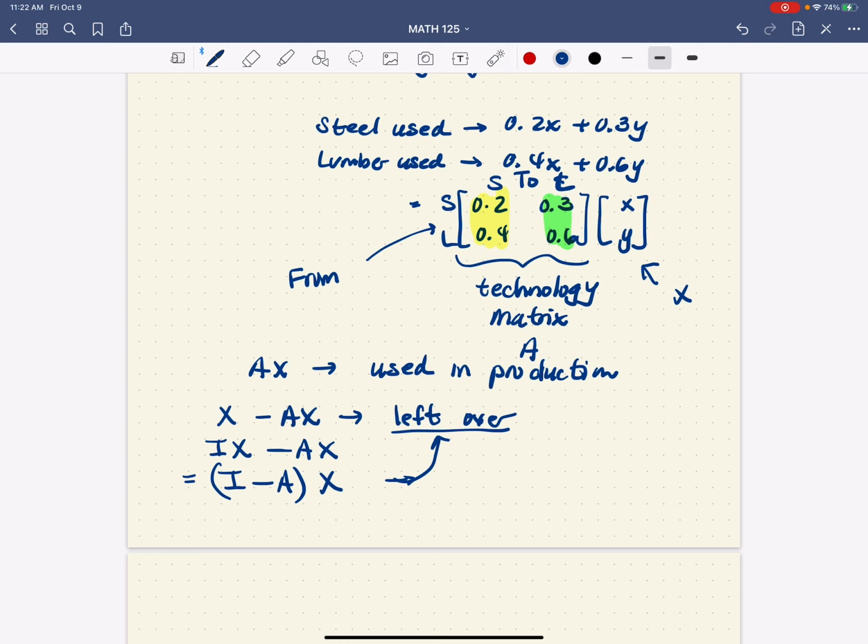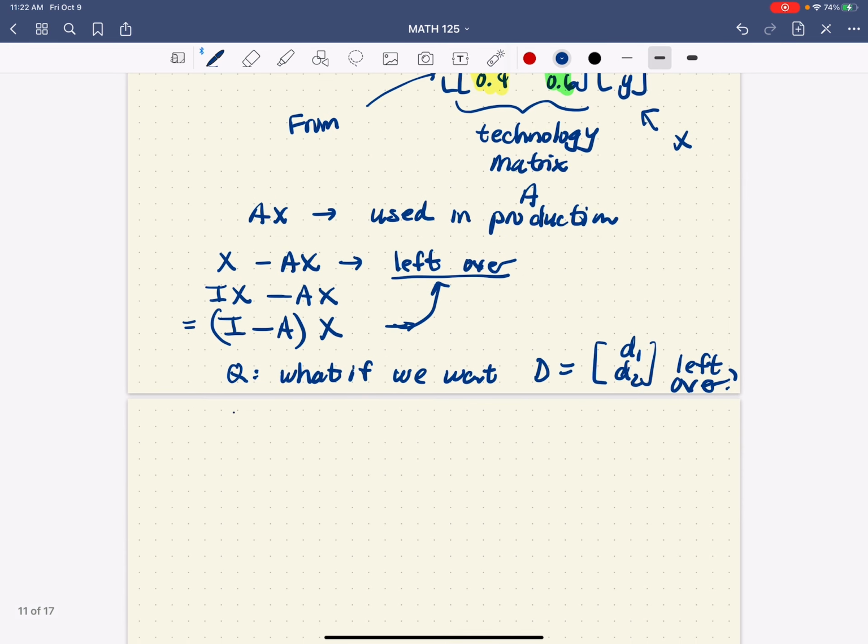Now, question. What if we want a demand matrix left over? Well, what does that mean? That means we want I minus A times X to equal D. Well, remember from the last section, we can solve for X by applying the inverse to both sides. And here is where we end up with our lovely formula.